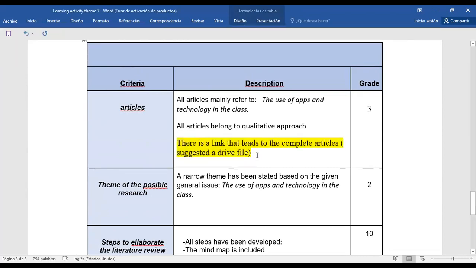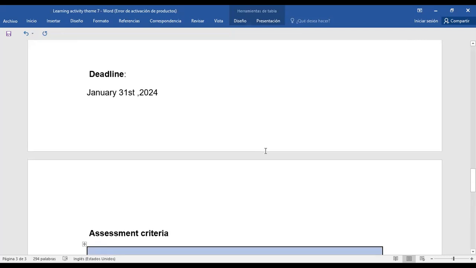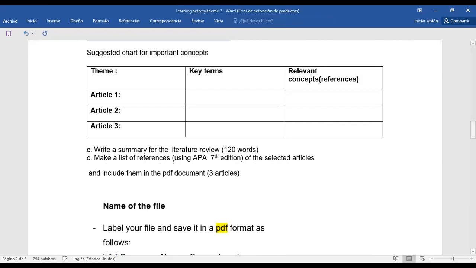What you have to do is upload to your Drive, and then you create a file with the 3 articles, and you share the link in the document, okay? And then if I need to know, for example, something about article 2, I click the link and I check your articles. Select the articles, and it's a reference of the selected articles.